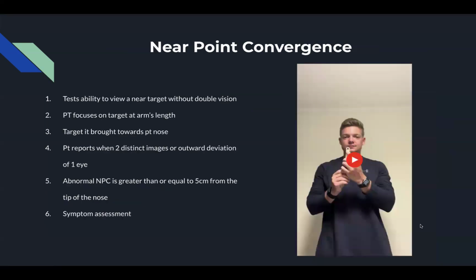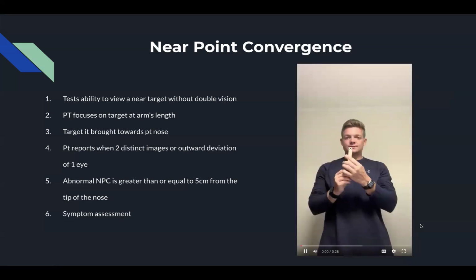Next, we'll complete near point convergence. This tests the ability to view a near target without double vision. The patient will focus on a target that's arm's length away. They will bring the target towards the tip of their nose, and then they will report when they see 2 distinct images, or the exam will end if the clinician notices outward deviation of one eye.